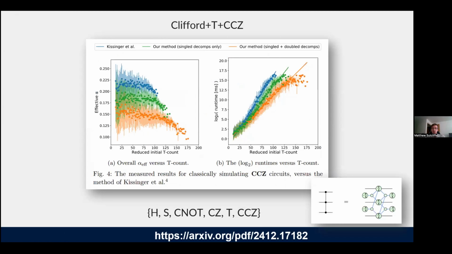But then if we consider Clifford plus T plus CCZs, then suddenly we do see a big improvement. So we do see these structures occurring very often. Here we see the effective alpha reduces by a big chunk when we add our single decompositions, and it reduces by roughly the same amount when we add the double decompositions on top as well. So perhaps this is unsurprising.